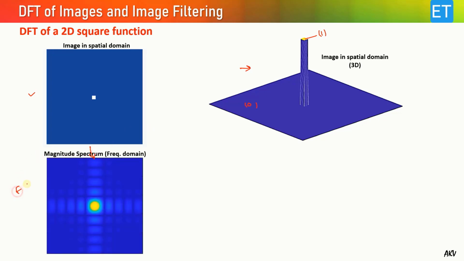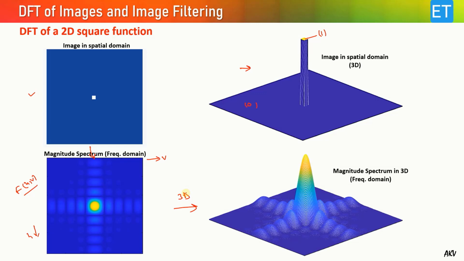So this is your F(u,v). You can say that this is your U direction and this is your V direction. Here the picture is not giving much information. If you see this picture in 3-dimensional, then you can have a better idea. So this is the spectrum of this square function, I mean the F(u,v). So we have taken the DFT of this square function and you are getting the F(u,v) like this.